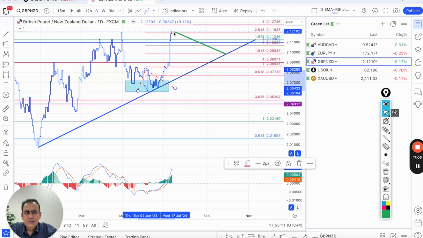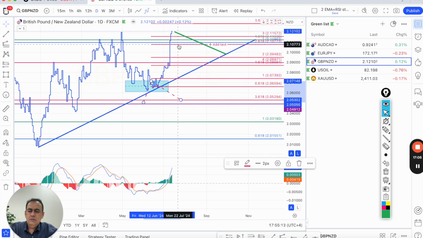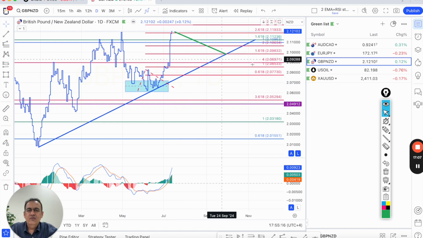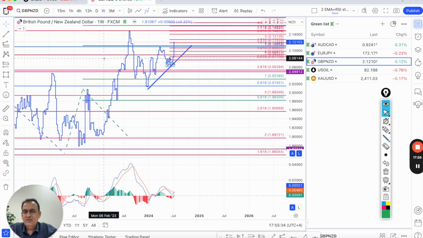If you get a deeper pullback, then we can expect the correction to end around 2.089. In both scenarios, I'll be looking to buy the dips. And the target here will again be derived from the higher time frame. I'll be applying Fib extension on the weekly chart.